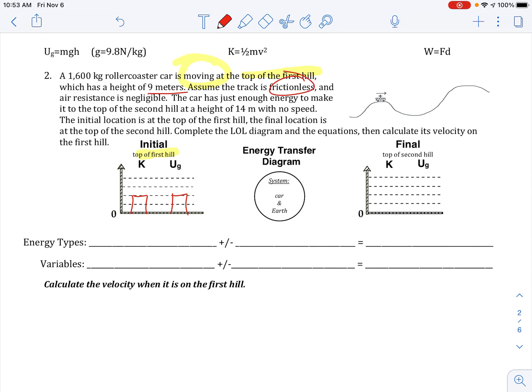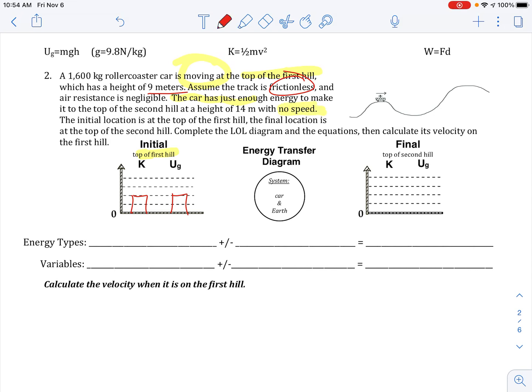So that is telling me that there's no work done by friction in this O. And air resistance is negligible. Again, that's just kind of reiterating that there's no friction. And nobody's pushing this car, so there's no friction, so there's no work out, but there's also no push or engine or motor, so there's no work in. The car, so now I'm right here, the car has just enough energy to make it to the top of the second hill at a height of 14 meters with no speed.